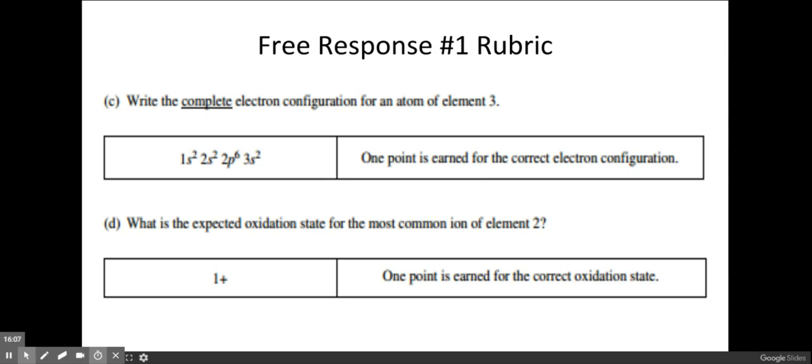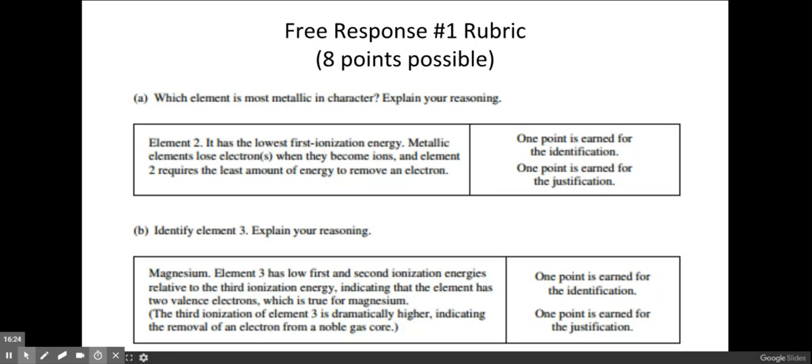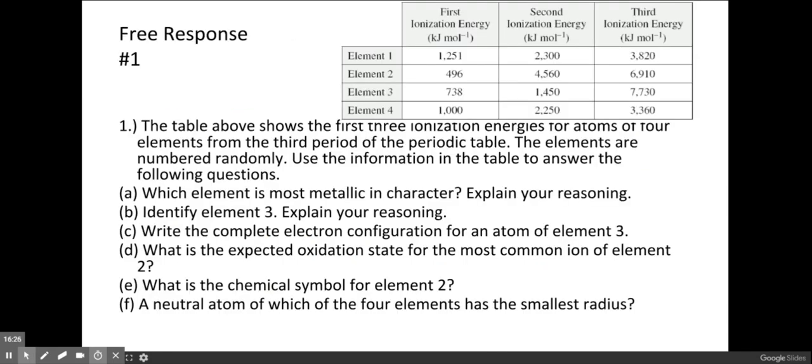What if you said element 2 was chlorine and then you put -1 here? Well, that would be right. You would get the point, because a chloride ion is usually -1. Not always, but it's the expected oxidation state. So again, don't give up. Keep working. Let's go back to the question and give you a chance to work on E and F.